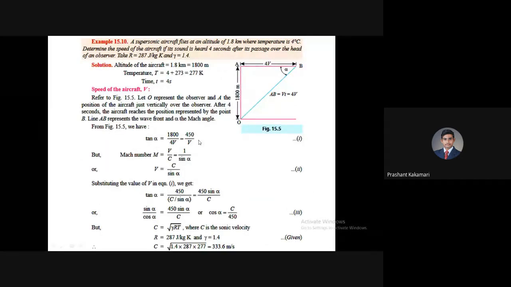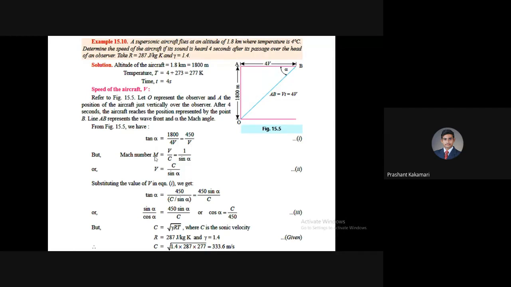All the points are taken. Now to find the Mach angle, opposite by adjacent, they have taken tan alpha. So tan alpha is the opposite side, 1800 meters, by 4V. So they found tan alpha is 450 by V. Same thing they can consider in the substitution also.